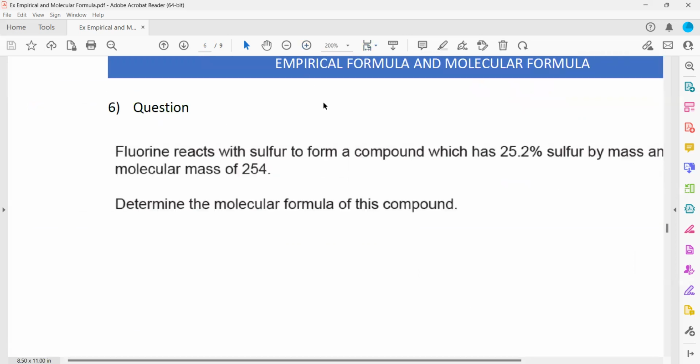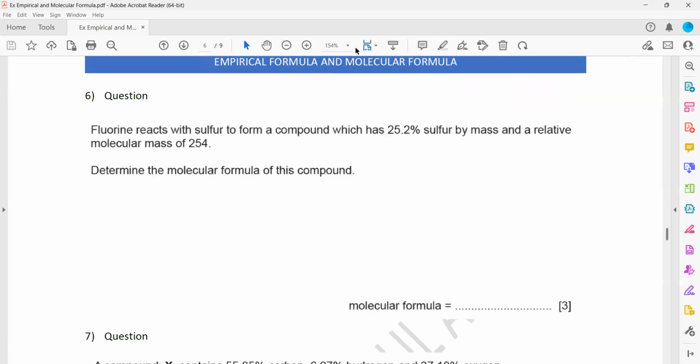Then fluorine reacts with sulfur to form a compound which is 25.2% sulfur. And we need the molecular formula. But to get the molecular formula, you need the empirical formula, because you cannot get the molecular formula directly, as molecular formula is empirical formula times n. So first we need the empirical formula, then we need n, and then we multiply to get the molecular formula. So first we'll find the empirical formula.